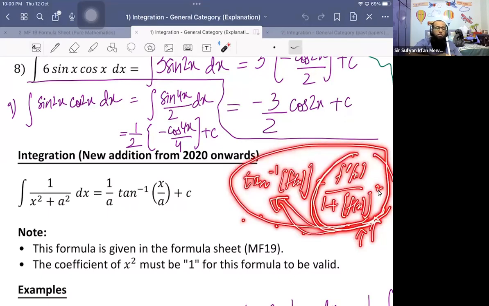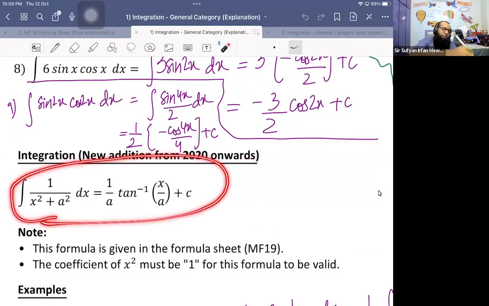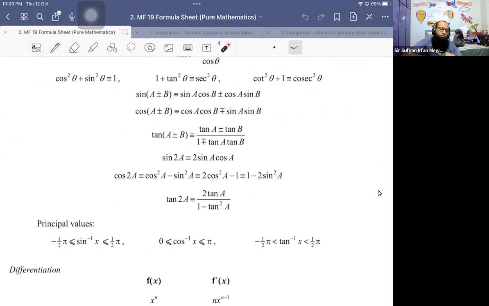The reverse process method we will not follow here. For differentiation you have to remember this formula, but for integration you need to use another formula, and that is given in the formula sheet. That is why I don't want to confuse you at all.